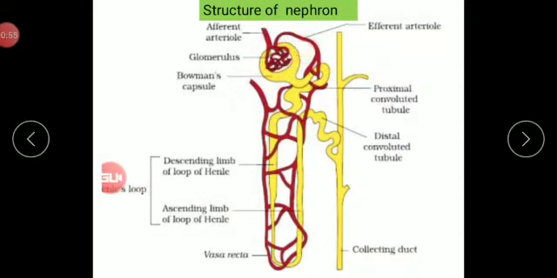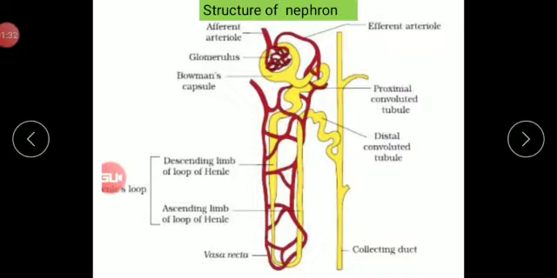As we know, Bowman's capsule is made up of two layers, so it is called a double wall. The inner wall is made up of a visceral layer. The outer one is made up of a parietal layer. The visceral layer is formed by epithelial cells, and apart from that it is attached to a basement membrane and capillaries, with finger-like projections, hence called podocytes.